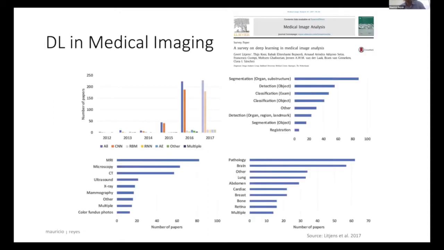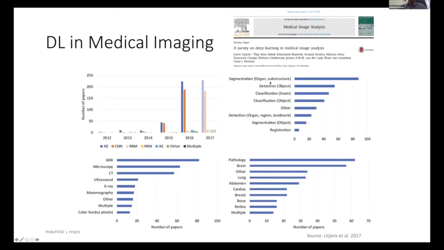As an introduction, we know that the use of deep learning in medical imaging has been increasing over the years, since I would say 2014, when we saw the first uses of AI or deep learning in medical imaging. What you see here are some figures from a 2017 survey from the Medical Image Analysis journal on deep learning in medical image analysis. So it's a nice review.